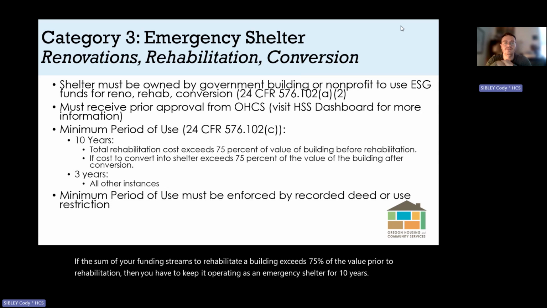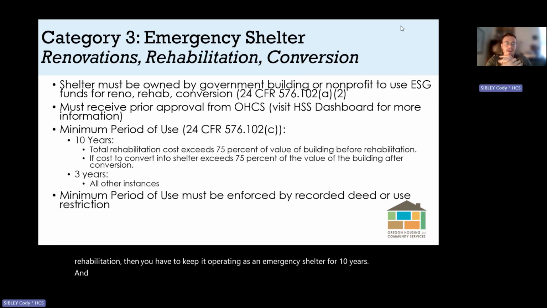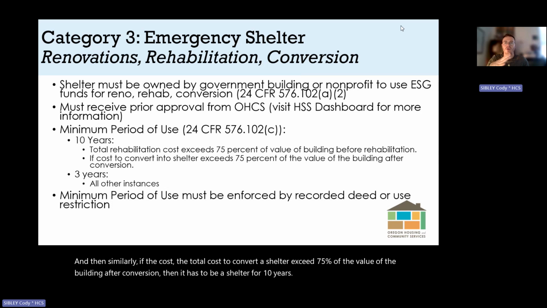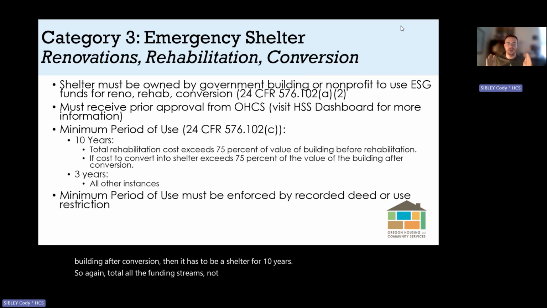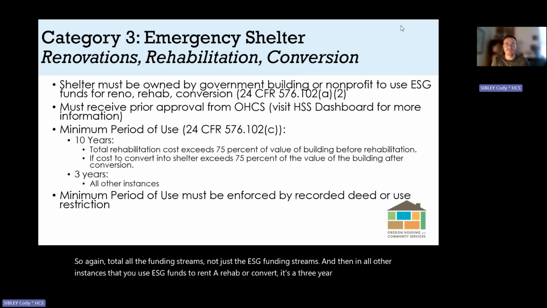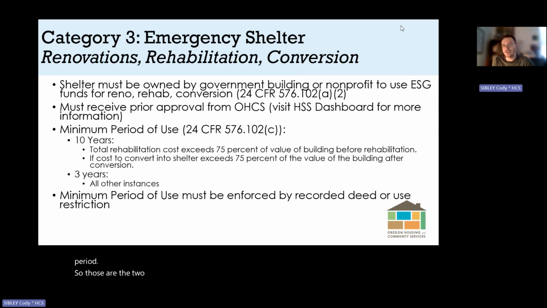And then similarly, if the total cost to convert a shelter exceeds 75% of the value of the building after conversion, then it has to be a shelter for 10 years. So again, total, all the funding streams, not just the ESG funding streams. And then in all other instances that you use ESG funds to rehab or convert, it's a 3-year restrictive use period. So those are the two caveats for 10 years. Otherwise, it's 3 years.